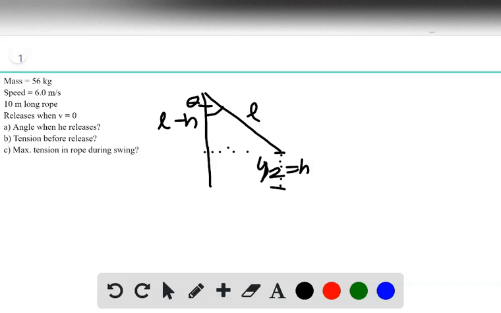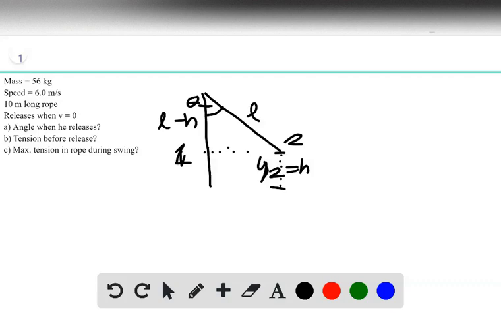between E1, or point 1, which is going to be the bottom of the swing, and point 2, which would be the top of the swing. This is just a diagram I've drawn out to help us visualize this. L is going to be the full length of the rope, and L minus H is going to be the difference in height that he swings.